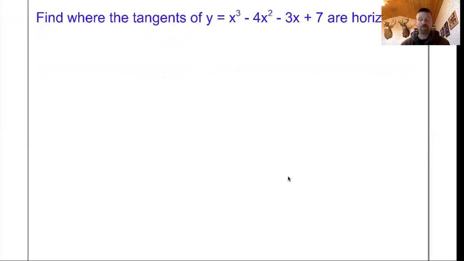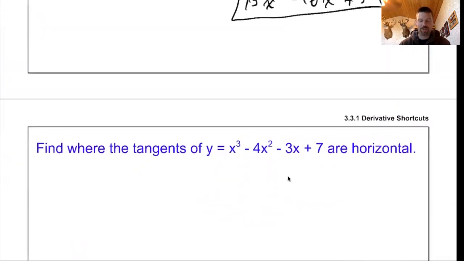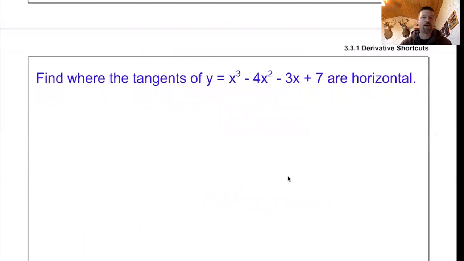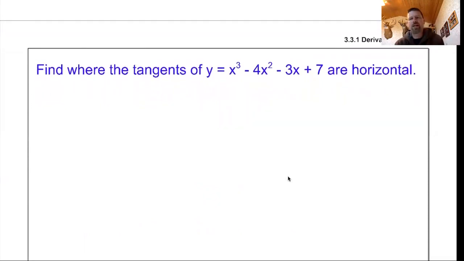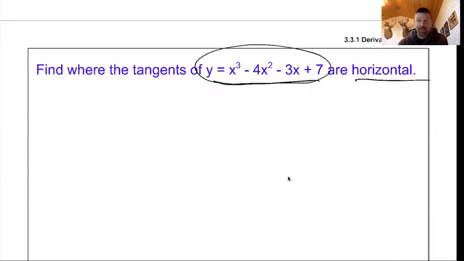All right. Those are essentially our derivative shortcuts. They're huge. Here's an example problem, which we might as well go through. It wouldn't be too bad. This one's asking, find where the tangents of this thing are horizontal. That shouldn't be too bad. We know when tangents are horizontal, they have a slope of 0. So all I really want to find out is when this equation has a slope of 0. Well, to find slope, we need the derivative, because derivative tells us slope. So I got to find y prime.